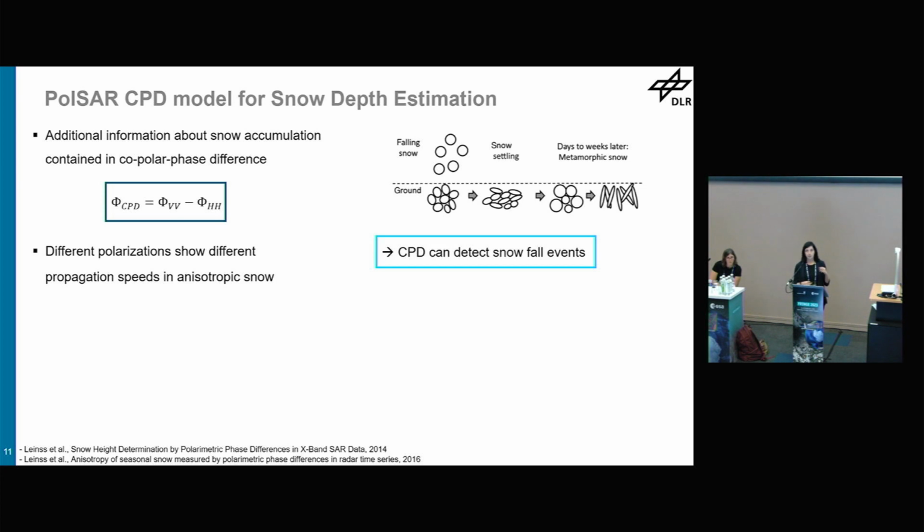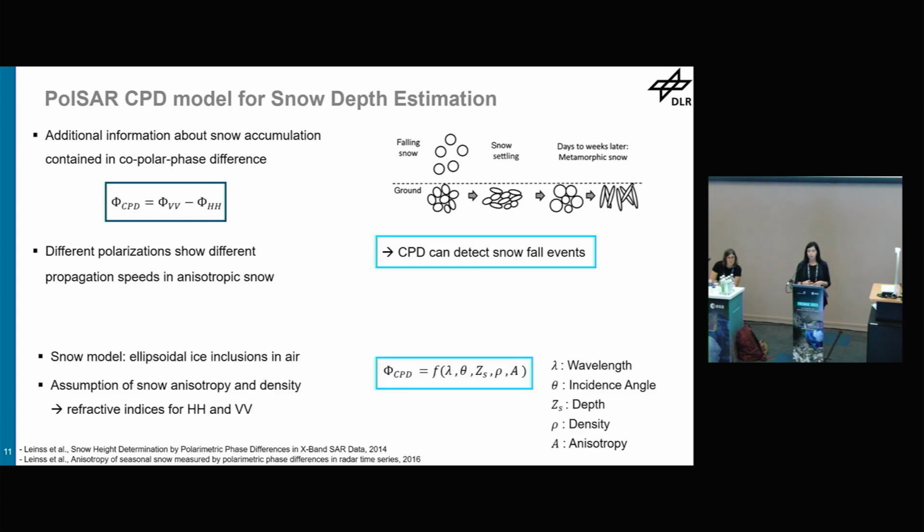In the plot on the left side, you can see that when the snow is settling, it forms more horizontal structures because it's compressed due to its own weight, which can be associated with a slower propagation for the horizontally polarized radar wave, which can then be associated with positive CPD values. After some time, the snow forms more vertical structures because of temperature gradients, which can be associated with negative CPD values. Therefore, the CPD can help to detect snowfall events.